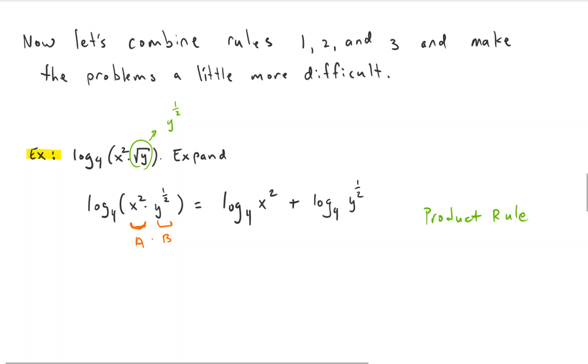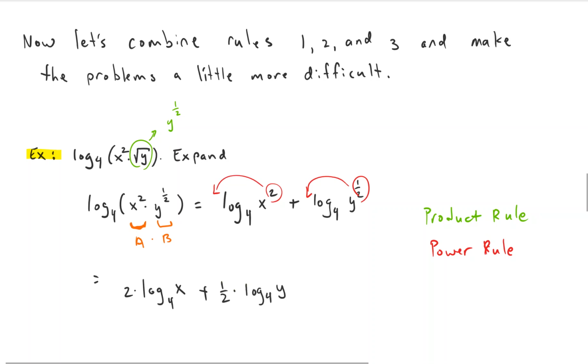And now we're going to use the power rule. So the power rule tells us that we can take the powers and bring them out front. So now we have 2 times log base 4 of x plus 1/2 times log base 4 of y. And we're done. No problem. We just used the product rule and the power rule.